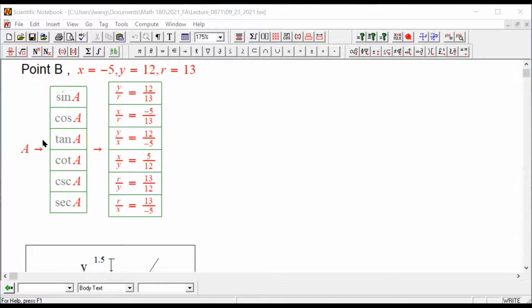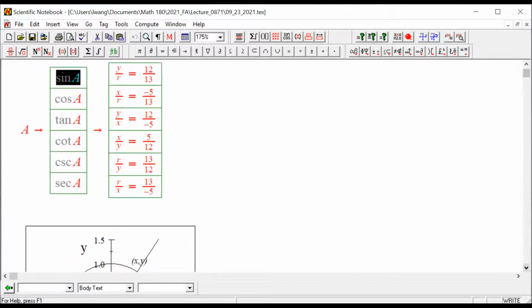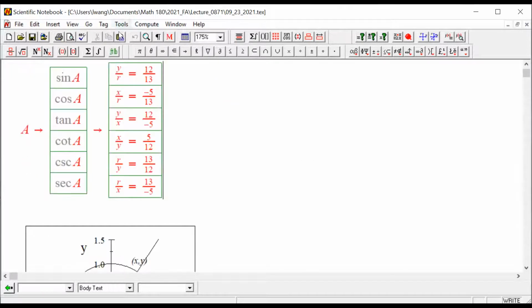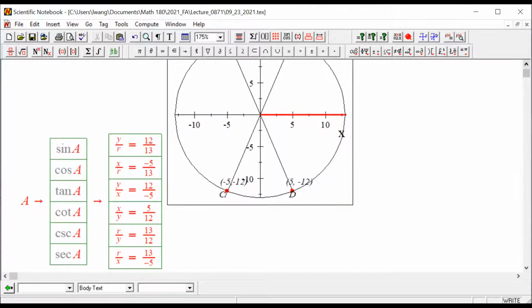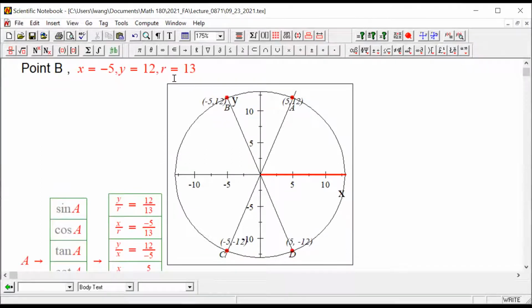Now, when we come back, I basically copied his work. Sine A, the sine of the angle which has its terminal side at point B. So now we're working at point B. We have written down that X is -5, Y is 12, and R is 13.